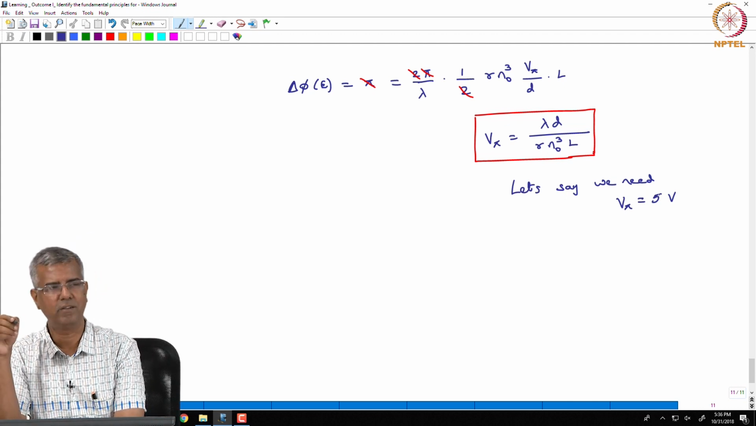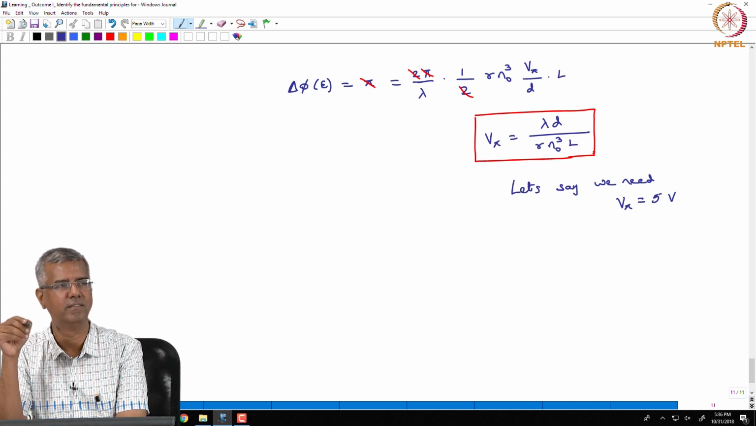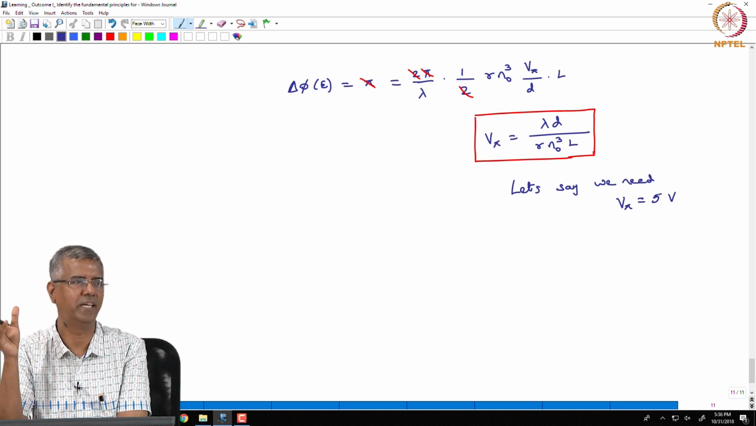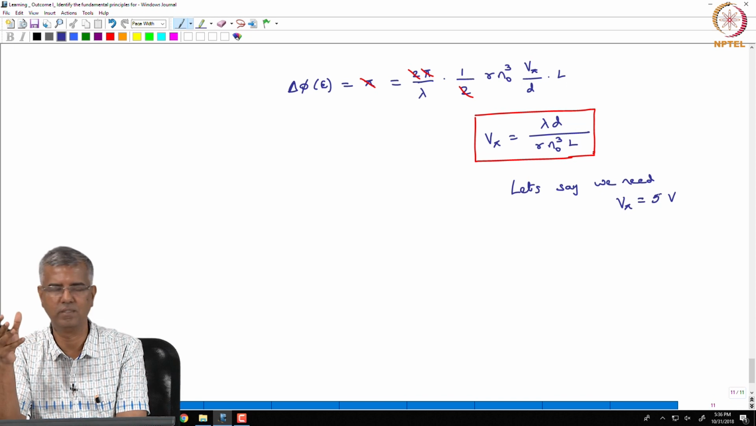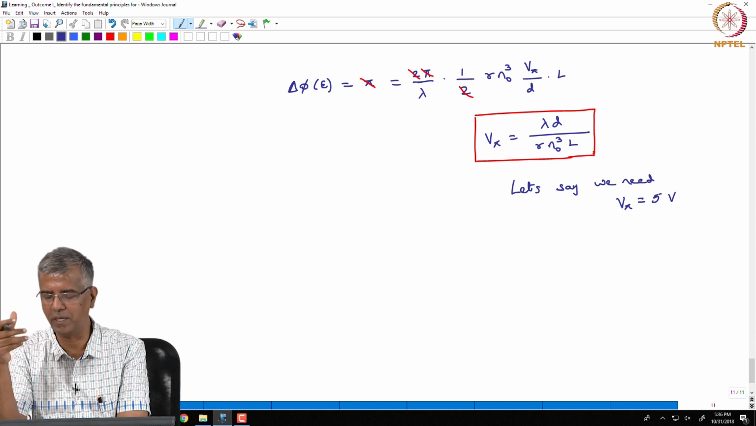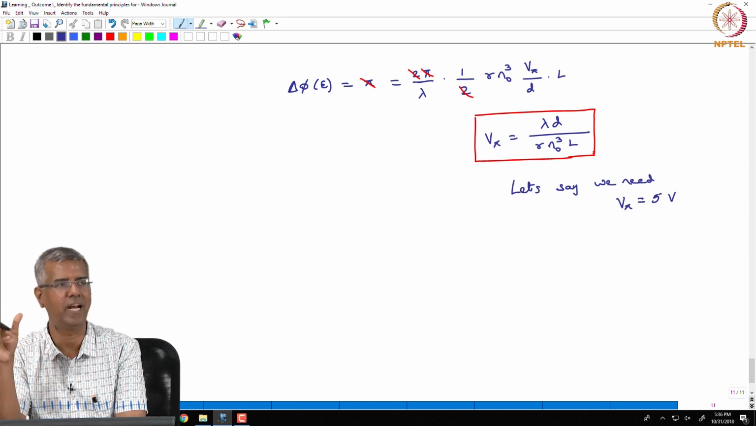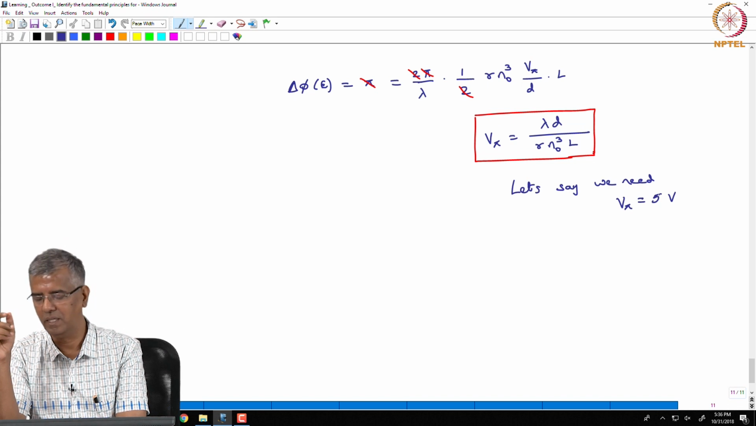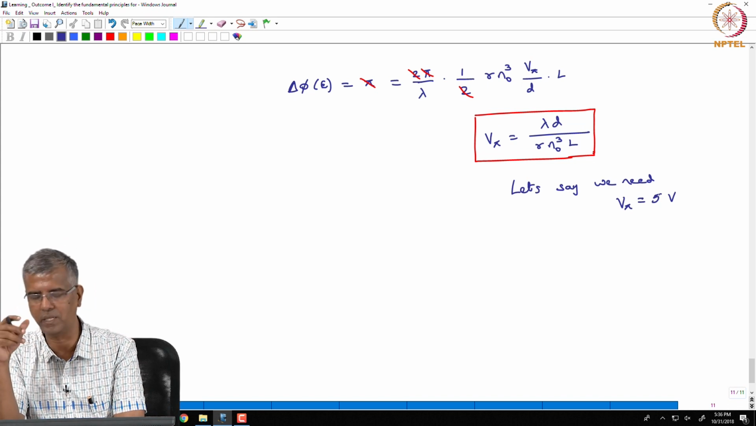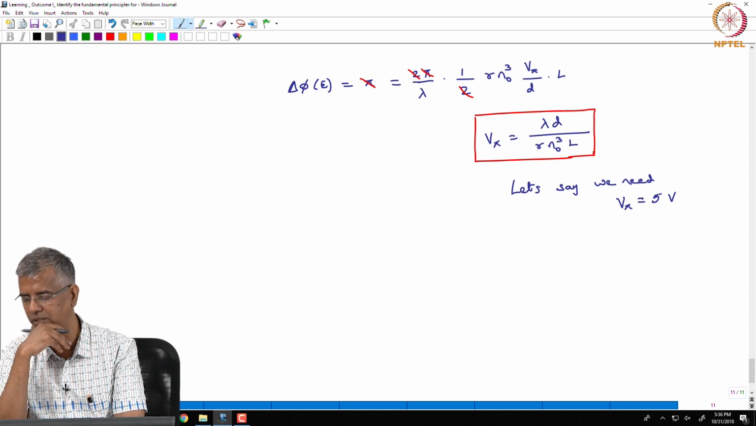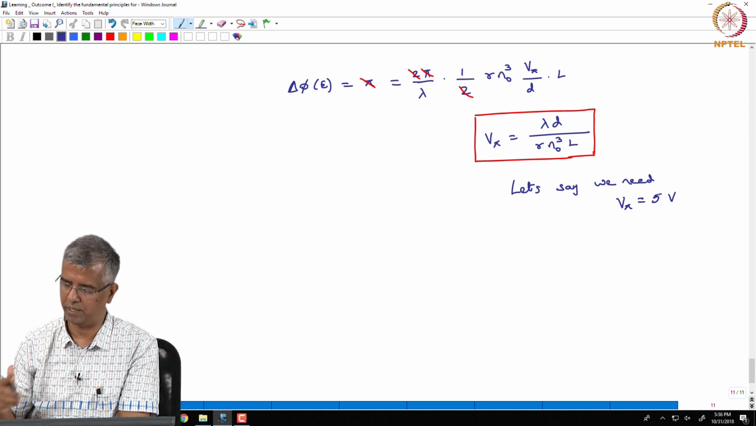Why do you want V pi equal to 5 volt? 5 volt corresponds to TTL. Of course, if you want it to be compatible with CMOS logic, you would say 3.3 volt. You want a relatively small number through which you can control this amplitude modulator. So, let us pick V pi equal to 5 volt.